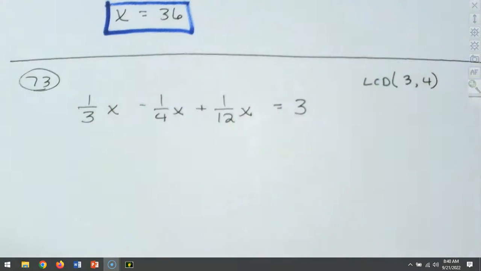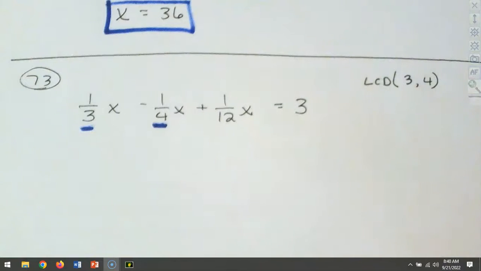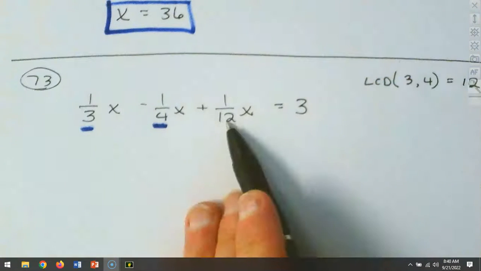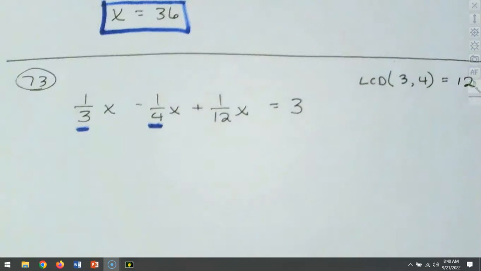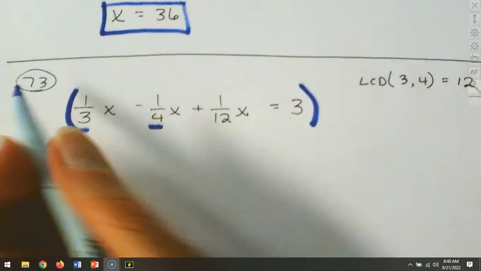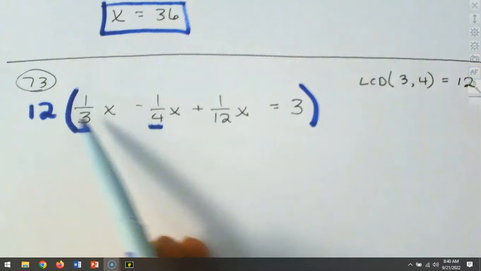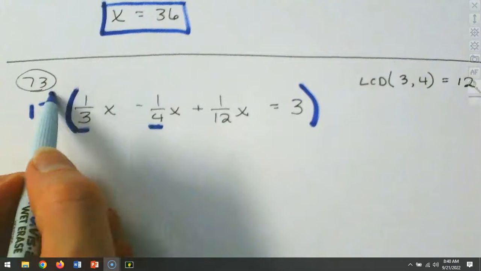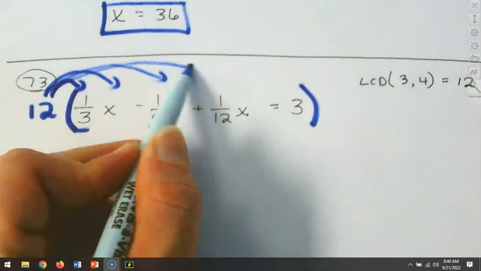Okay, if I look at my fractions, I've got a 3, a 4, and a 12. Least common denominator of 3 and 4 is going to be what? 12, isn't it? Well, we already have a 12 here as well. So I can multiply everything by a 12, and that should take care of all of my fractions, right? Because 12 goes into 3, 12 goes into 4, and 12 goes into itself. So draw the arrows, and let's take our time.